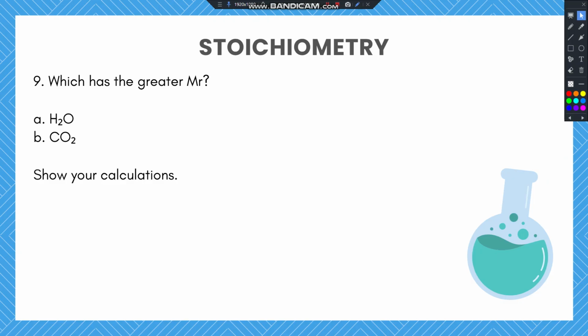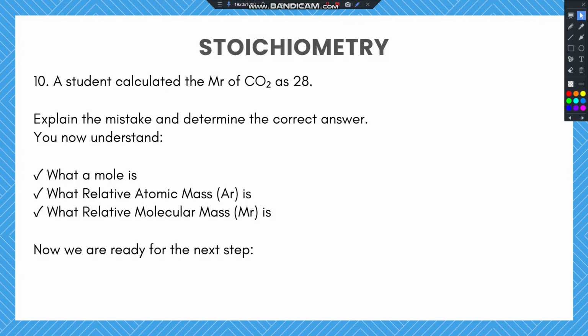And then we have another question on the screen. Which one has the greater molecular mass? Is it water, H₂O, or CO₂? Show your calculations, and I'll be at the other side to answer your questions and answer your comments as well. A student calculated the mass of CO₂ as 28. Explain the mistake and determine the correct answer.